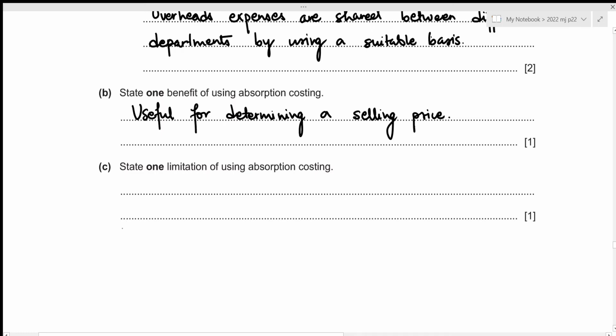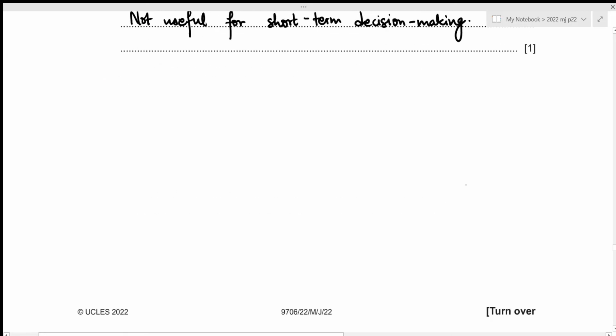For the third question, we need to state one limitation of using absorption costing. So absorption costing is not very useful for short-term decision making, and that would be our limitation. Let's write it down. Not useful for short-term decision making. Alright, this concludes the third part of this question. Now we can move towards the fourth one.